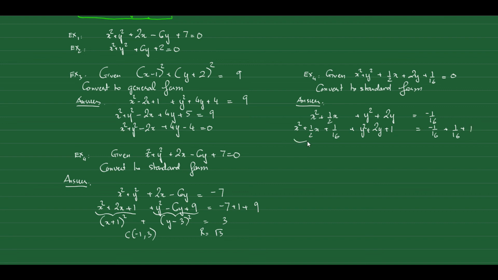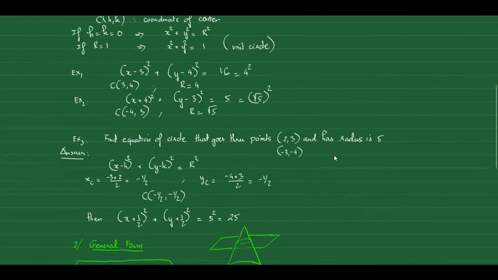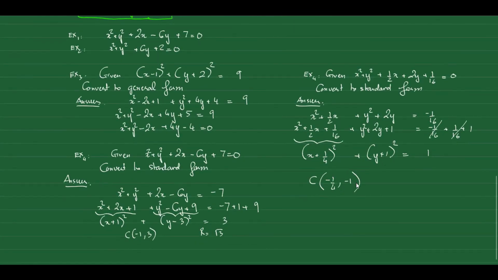And these three terms right here, we can write as x plus 1 over 4, squared. It's a perfect square because 1 over 4 squared gives you 1 over 16. And over here you have y plus 1, squared. And it cancels out. This will give you 1. So you see the center in this case will be negative 1 over 4, negative 1. Okay, because the formula is minus. So if it's plus, then it must be minus. And the radius will be 1.